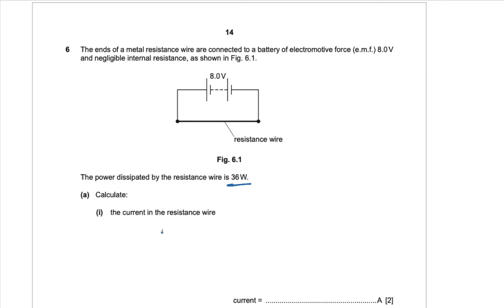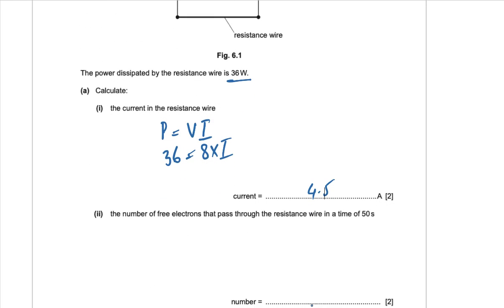So we have a formula: power is equal to the EMF times the current. You already have the power, you have the EMF of the battery, that is 8 volts, times the current. So you'll have a current of 4.5 amperes. Part 2, the number of free electrons that pass through the resistance wire in a time of 50 seconds.